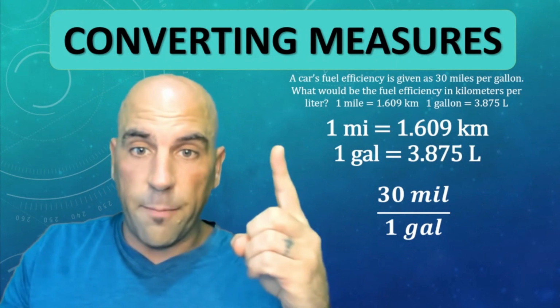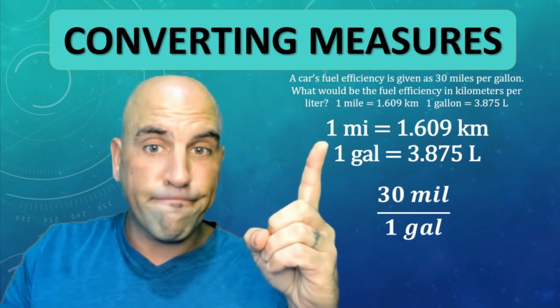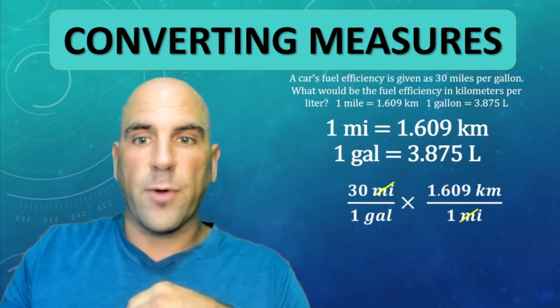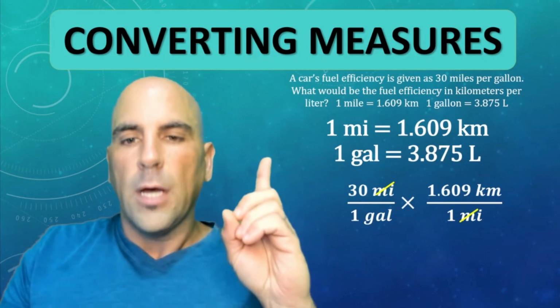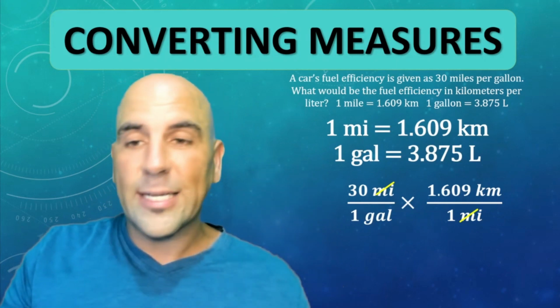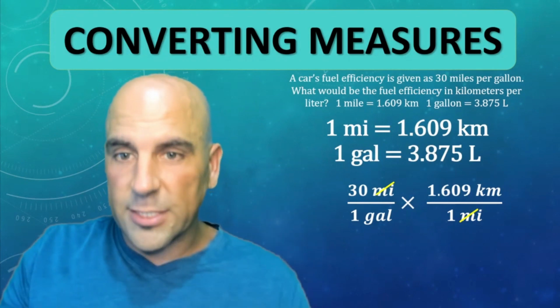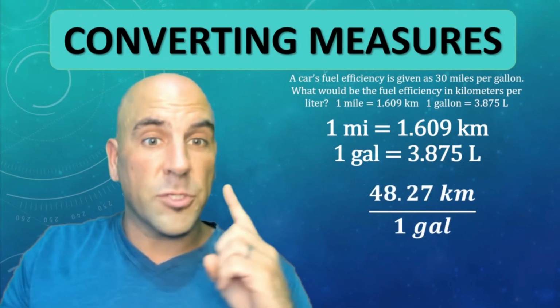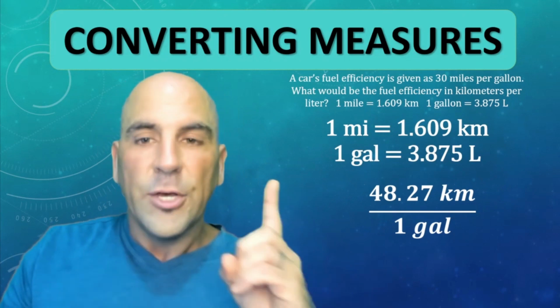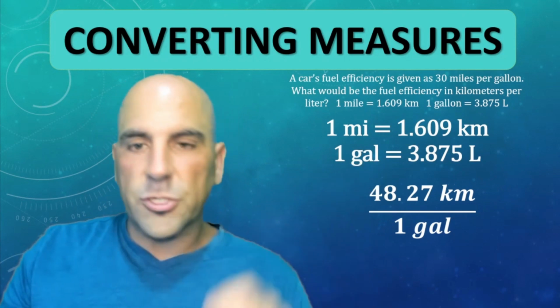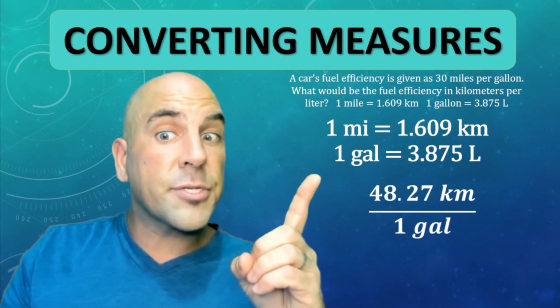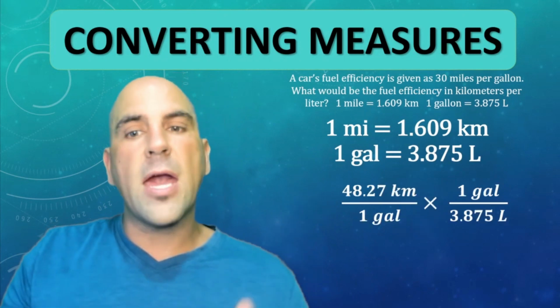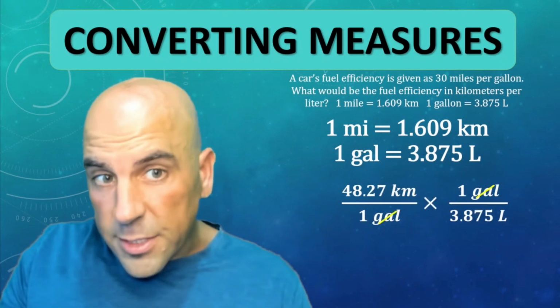So how are we going to make that as a conversion factor? Miles on the bottom. That's right. So we're going to take 30 over 1 gallon times 1.609 kilometers over a mile. As you can see, the miles will cancel. I'm left with 48.27 kilometers per gallon, but we want liters. So I've got to use my other conversion factor here and put gallons on top this time. And you'll see our gallons cancel out.